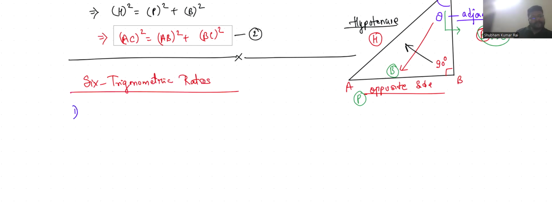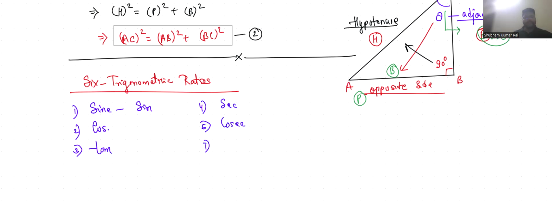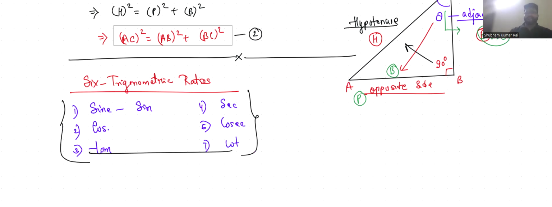So basically it is like this, but in short it has been written like sine. The second one is cos. Third one is tan. Fourth one is sec. Fifth one is cosec. And the sixth one is cot. So basically we have 6 trigonometric ratios, and these ratios also have some values, right? That is a major part that we have to understand now.